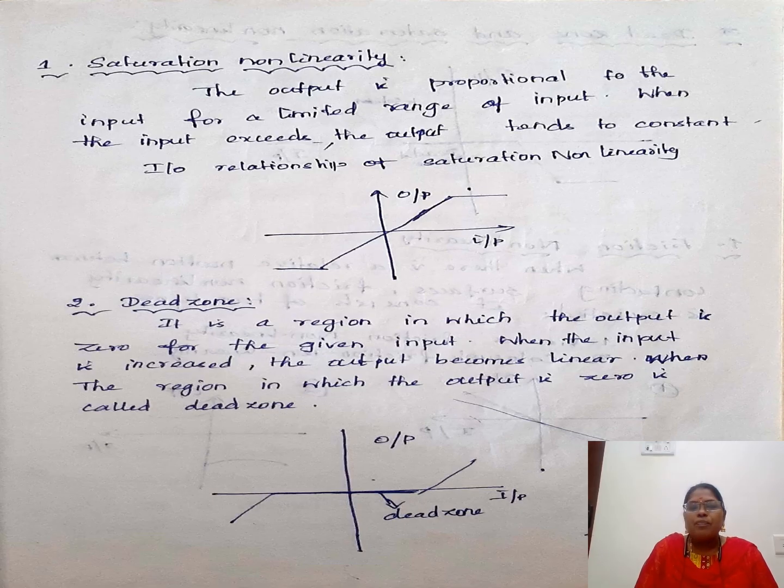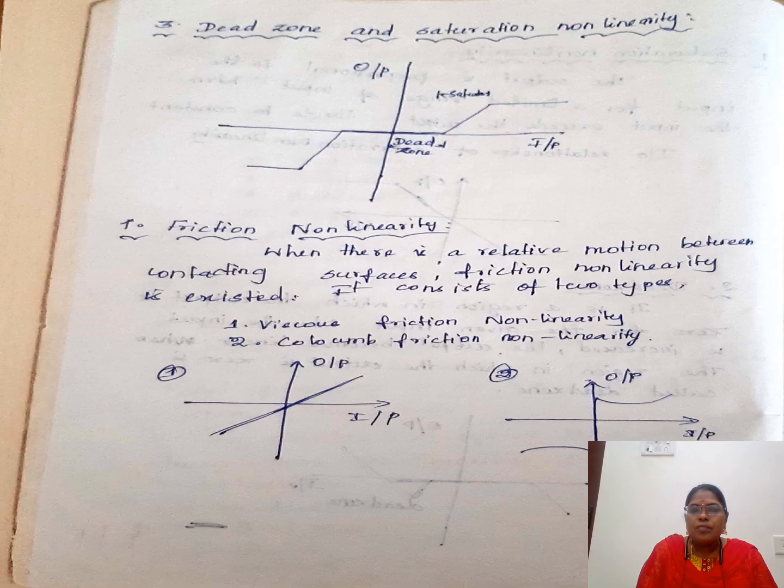And the dead zone is, if you take the input and the output for a particular period, the output remains dead. Then the input starts responding, and you get an output. So we call this a dead zone. The next one is the dead zone and saturation nonlinearity. Up to this region we call it dead zone, and up to this second part we call it saturation. It has both dead zone as well as saturation.